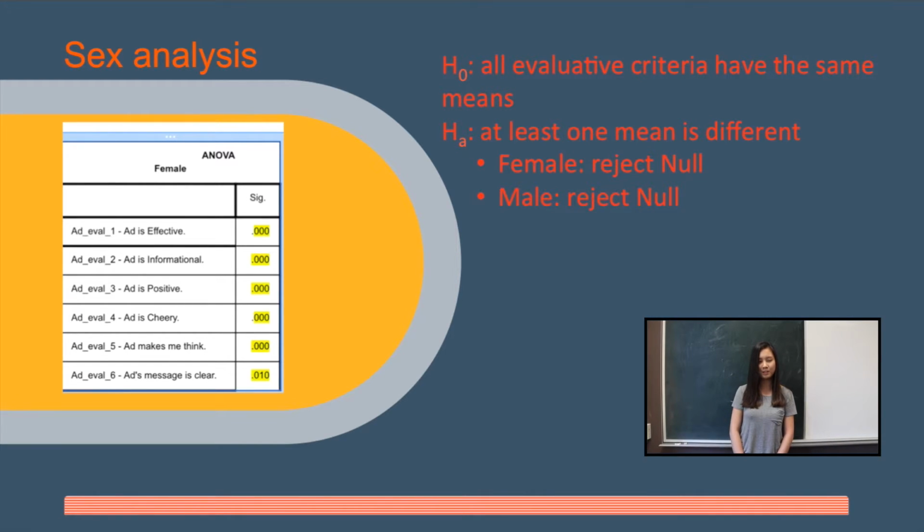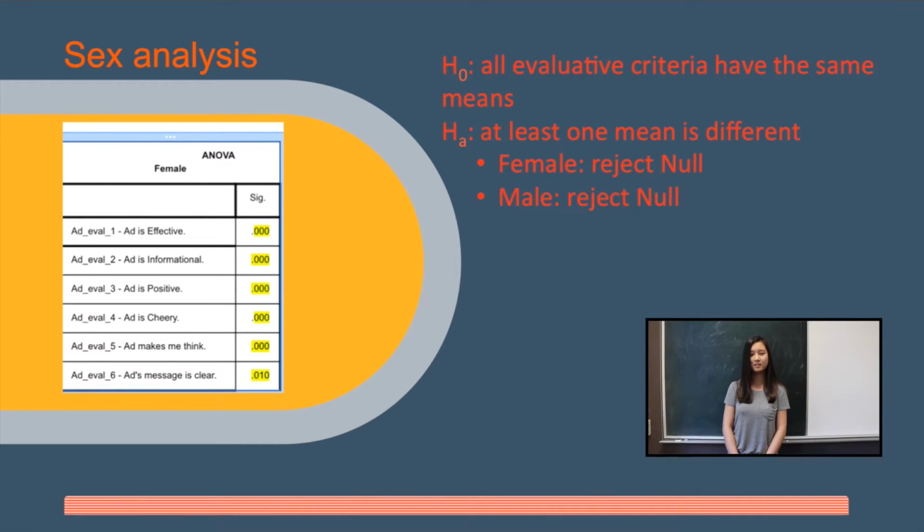Furthermore, independent sample t-tests also proved that there was no difference in means between males and females for any evaluative criteria. Therefore, sex is not a statistically differentiable factor when evaluating any criteria for ad type 2, but it is most effective for both sexes.